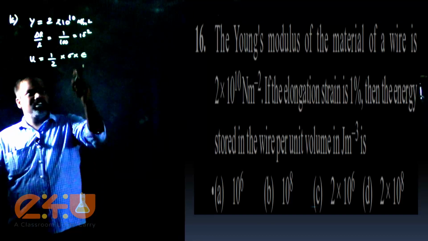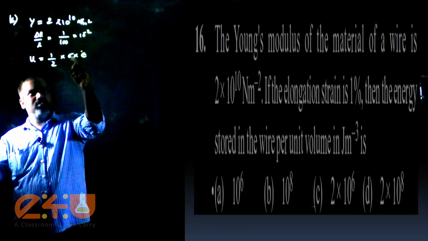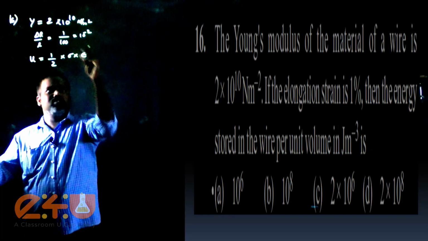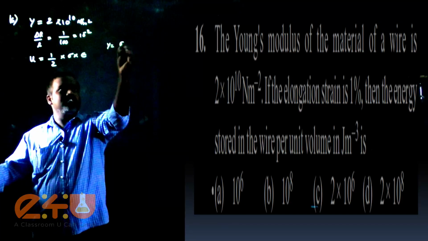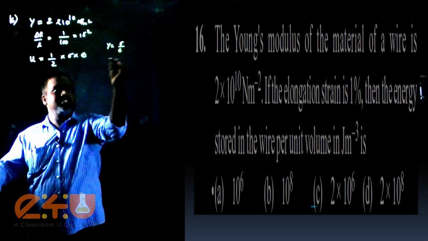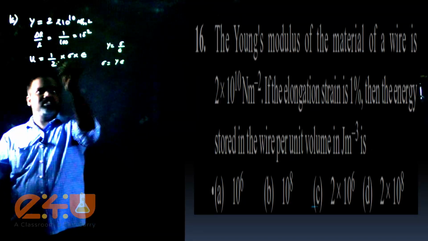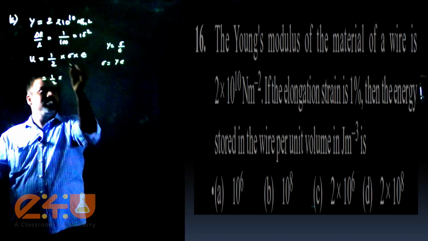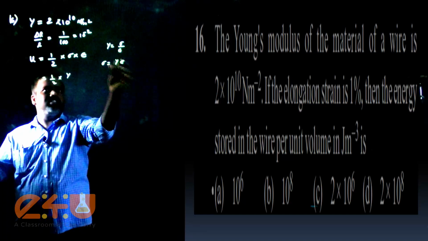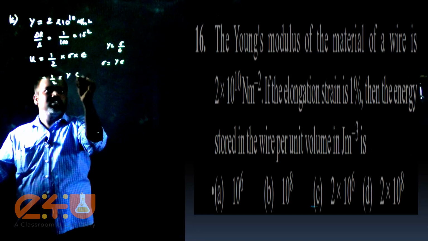But you see that stress is not given, so we have to replace the stress in terms of a known quantity. Y is equal to sigma by epsilon, that is stress by strain. Therefore sigma is equal to Y epsilon. So we can write 1 by 2 Y epsilon into strain, so epsilon square.